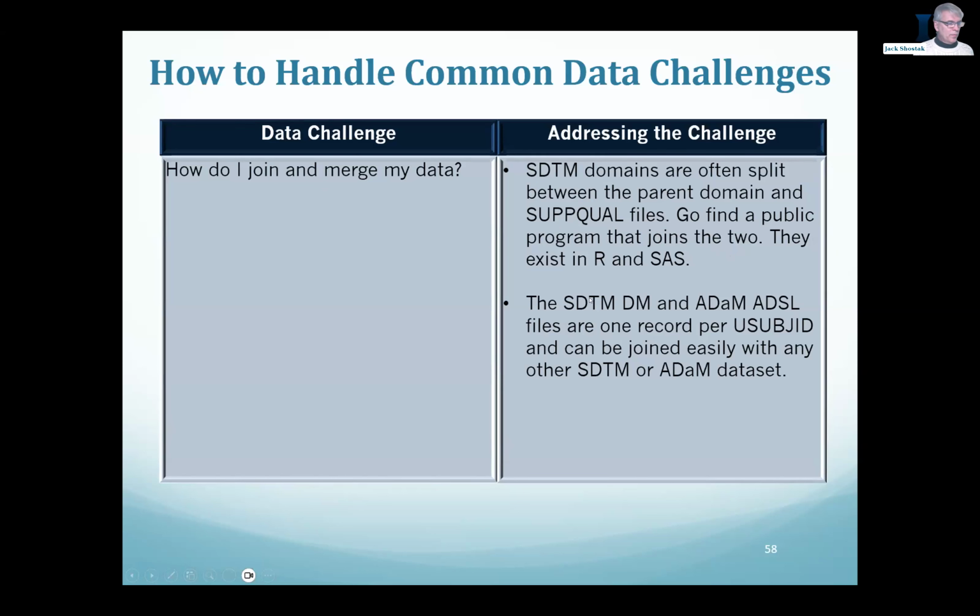And keep in mind too, and there was a slide on this, the SDTM DM domain and the ADaM ADSL dataset are one record per USUBJID, always. So they were designed to be joined and merged with all the other datasets as needed, which is also why the demographics domain has a bunch of critical date variables in it. And the ADSL dataset can sometimes be overloaded with a ton of really helpful variables.